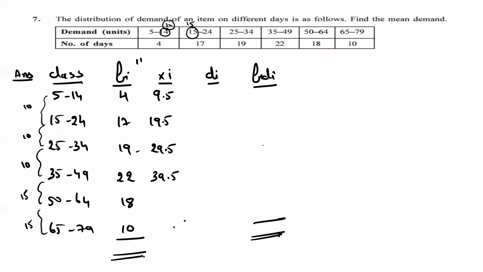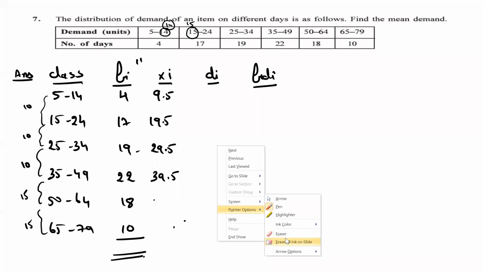Now roll number 55. How to find the mid value of 50 and 64? Sir, 35 to 49's mid value is 42. Yes, sir, 42. Which one? 35 to 49. Okay, okay. That also I have to change. One minute.